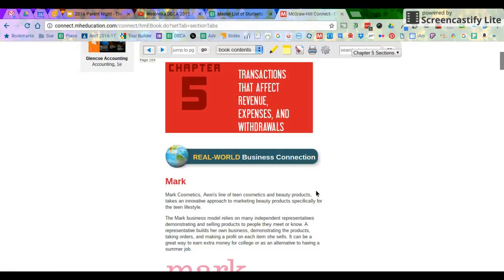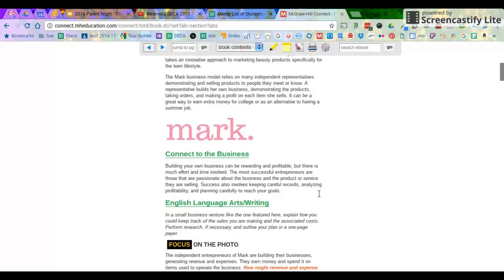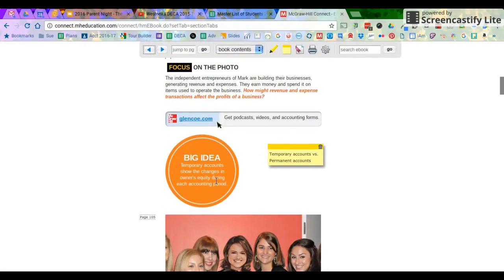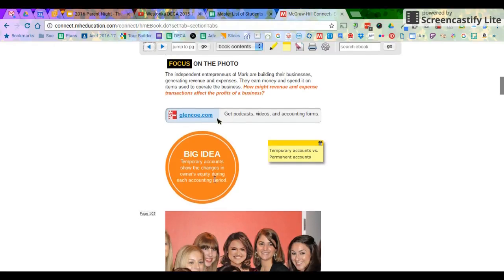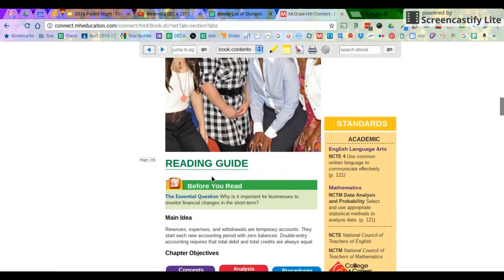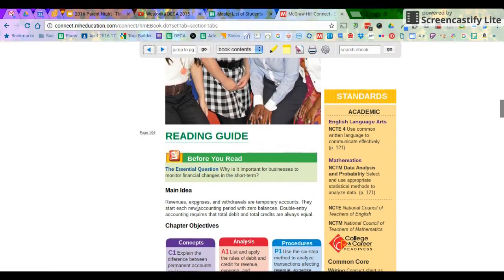This is going to be very similar to Chapter 4 in that we're going to analyze transactions. The transactions in this chapter are the ones that affect revenue, expenses, and withdrawals. The big idea here is these are called temporary accounts. They're temporary accounts because they're part of owner's equity. And we're going to look at the difference between permanent accounts and temporary accounts. The temporary accounts have a zero balance by the end of the accounting period. And keeping in mind also that in our double entry accounting, debits are equal to credits, and nothing has changed there.